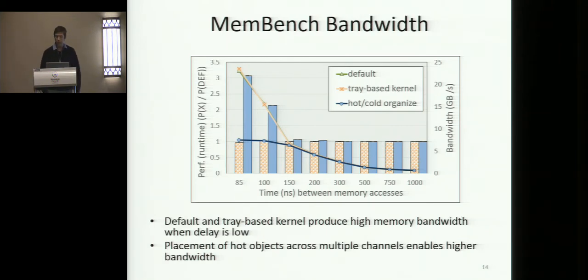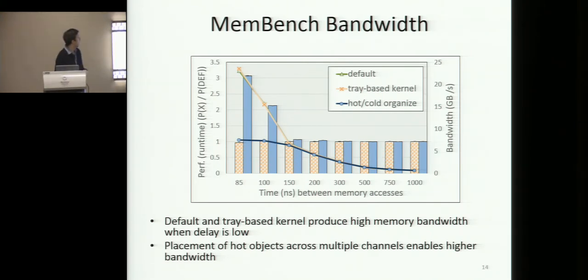So interestingly, we find that these performance differences are directly related to the observed bandwidth on the memory controller. During each experiment, we use a counter-based tool to measure the total read-write bandwidth on the memory controller. And in this figure, on the right y-axis, we plot the observed bandwidth in gigabytes per second for each configuration as colored lines. So the default configuration is shown as a green line, which is hard to see in this figure. And the tray-based kernel and hot-cold organized configurations are shown as orange and blue lines, respectively.